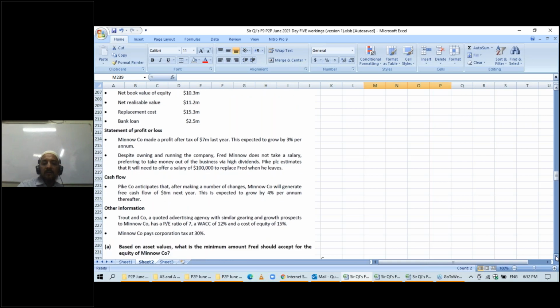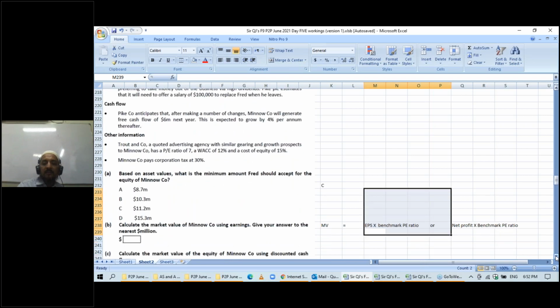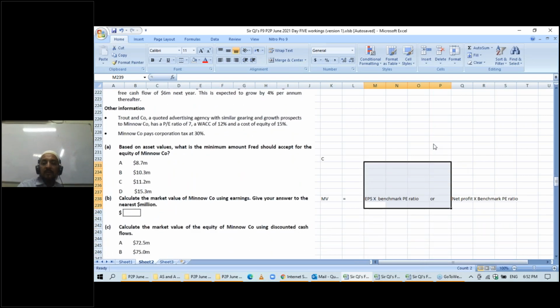So it is not EPS, it's not earnings per share or net profit. This is sustainable profits, that profit that will sustain in the future. So the historic net profit of 7 million is not going to sustain in the future. So that will give you an incorrect price.